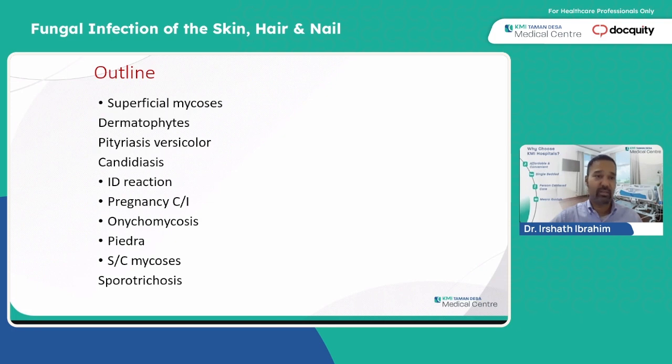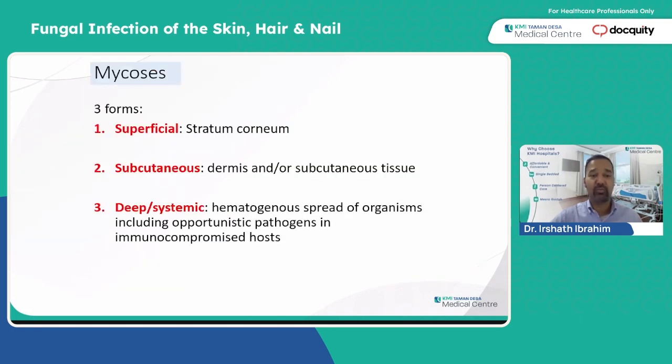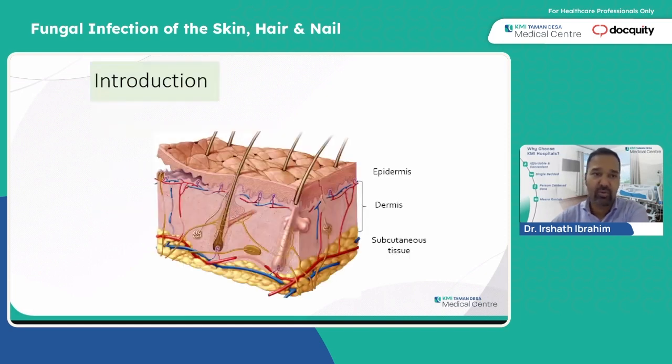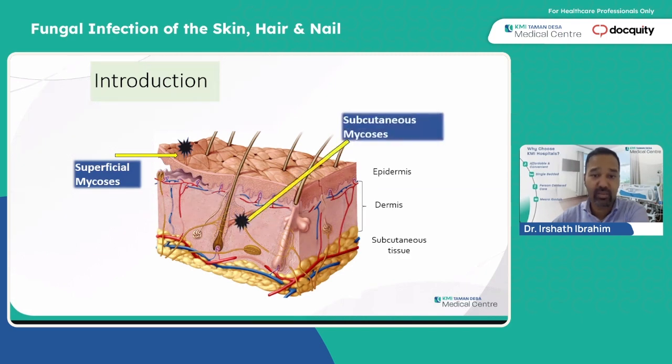So first, just a brief introduction about mycosis. There are three forms. There's superficial, which only infiltrates the stratum corneum, the first layer of the epidermis. The subcutaneous will infiltrate deeper into the dermis and subcutaneous tissue. And then there's the deeper or systemic, which spreads through the bloodstream and is quite common in patients who are immunocompromised. This is a diagram of how our skin looks. Superficial mycosis will affect the epidermis, as you can see in this diagram very clearly, and subcutaneous will affect the dermis and subcutaneous tissue. And the last one is systemic mycosis, which will enter our bloodstream and cause a more disseminated and widespread fungal infection.